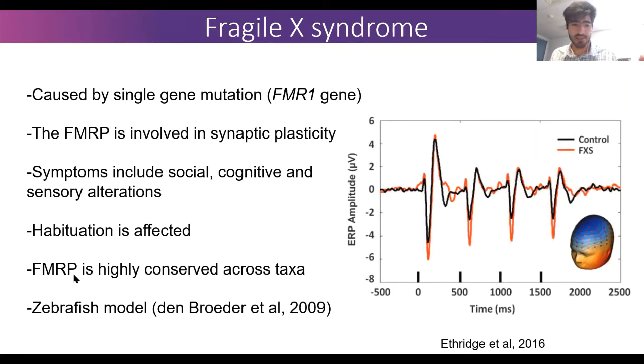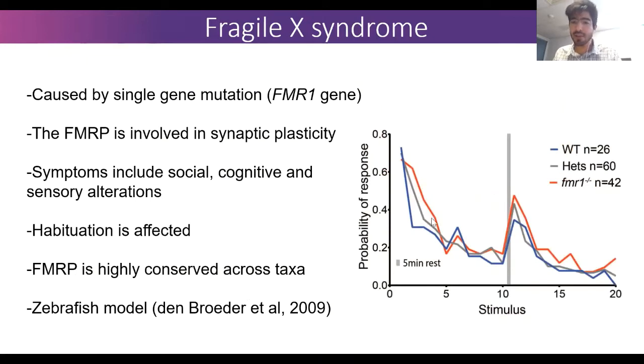And because the protein is highly conserved across taxa, there was a group 10 years ago now that was able to make several fish models of it. So we first tested in our behavioral setup if the mutants would have habituation deficits, and we saw mild but clear trends of the fish here in red, the mutant fish, having slower habituation rates compared to wild types in blue, but also slightly stronger recovery.